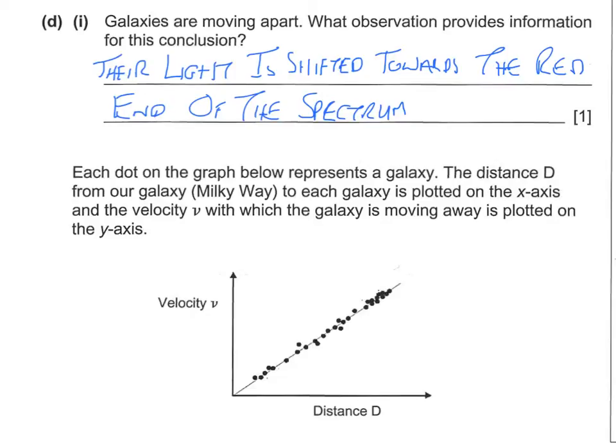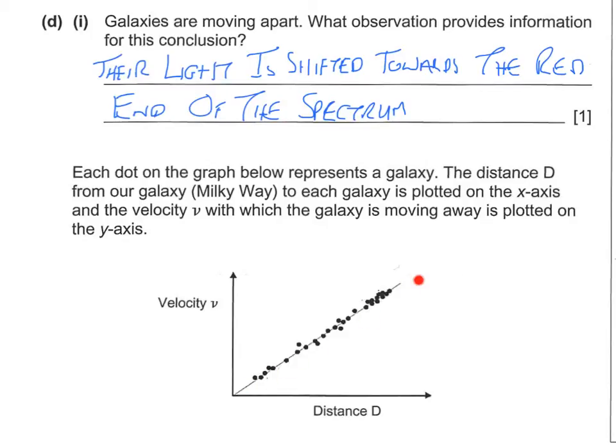So we're shown this graph, and it says each dot on the graph below represents a galaxy. The distance d from our galaxy, the Milky Way, to each galaxy is plotted on the x-axis, and the velocity v with which the galaxy is moving away is plotted on the y-axis. Okay, so this is Hubble's graph relating the speed at which galaxies are moving and comparing it with how far away those galaxies are. And you can see that there's a correlation between them.